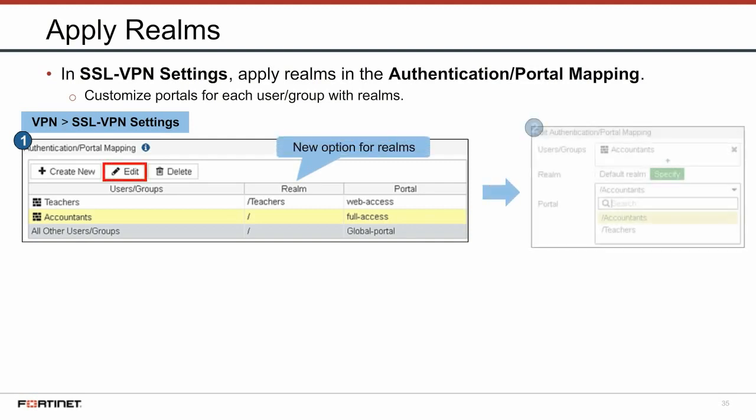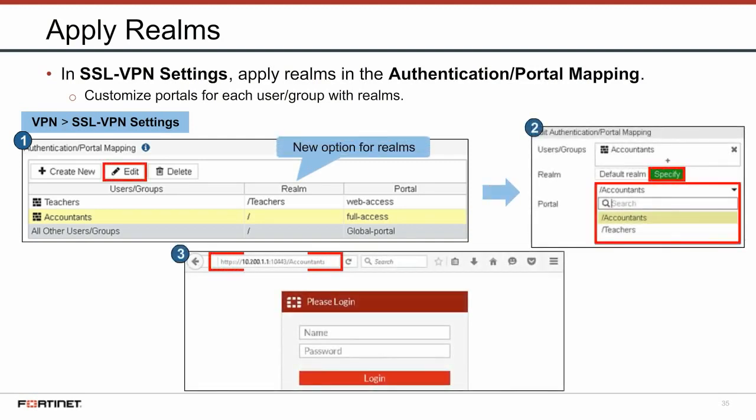After realms are set up, you must apply them in the SSL VPN settings window. Configure the authentication rules in order to map users to the appropriate realm. These settings allow different groups of users to access the defined portals by different realms. In the example shown on this slide, teachers have access only to their own realms. If they need access to the root realm to see the global portal, you would need to add an additional authentication rule for them.